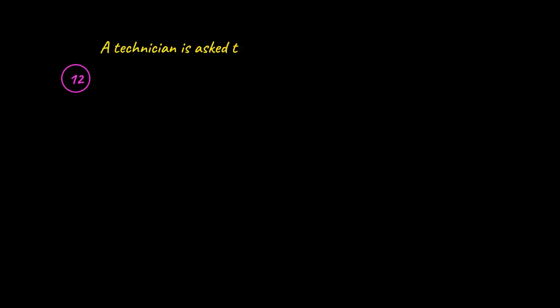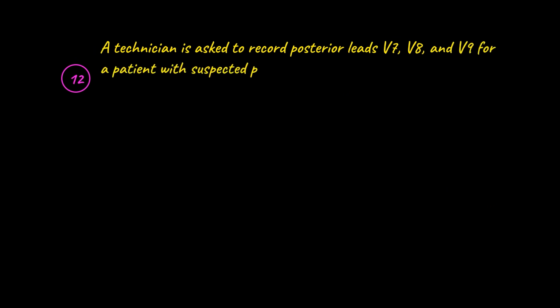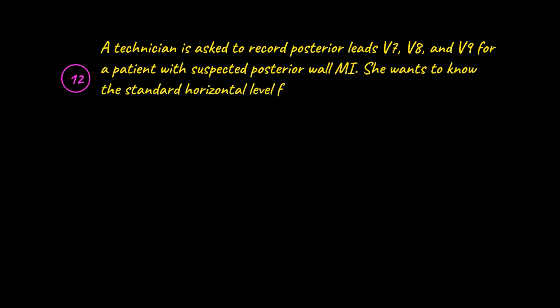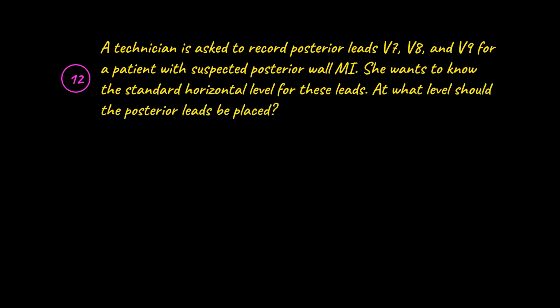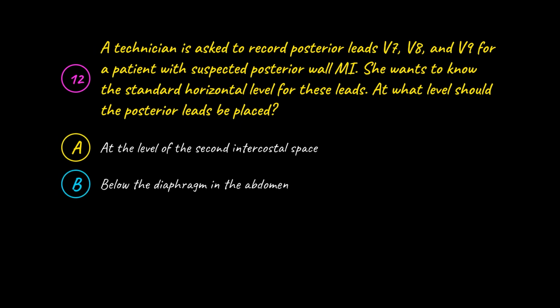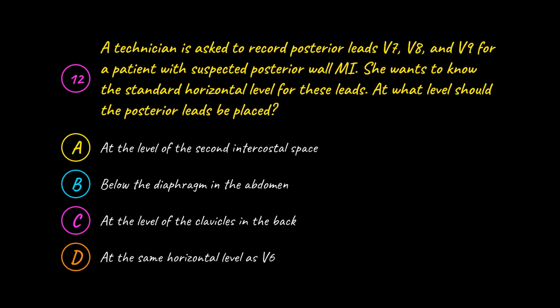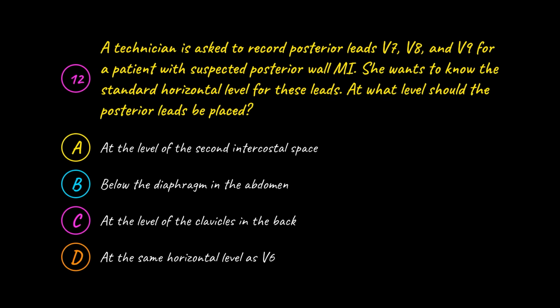Question 12. A technician is asked to record posterior leads V7, V8, and V9 for a patient with suspected posterior wall MI. She wants to know the standard horizontal level for these leads. At what level should the posterior leads be placed? Your options are A. At the level of the second intercostal space. B. Below the diaphragm in the abdomen. C. At the level of the clavicles in the back. D. At the same horizontal level as V6. What's your answer? Commit to one before I continue.